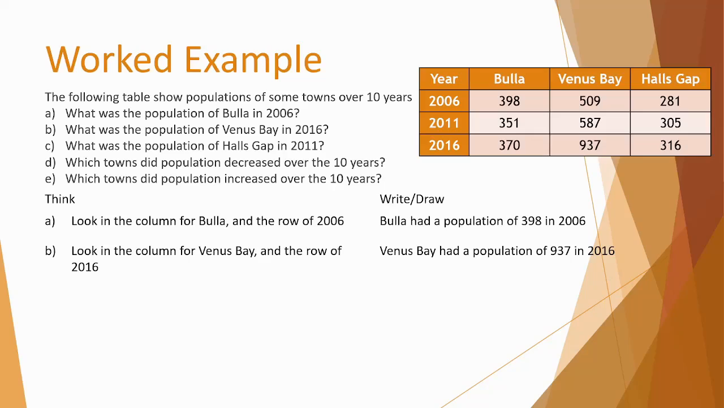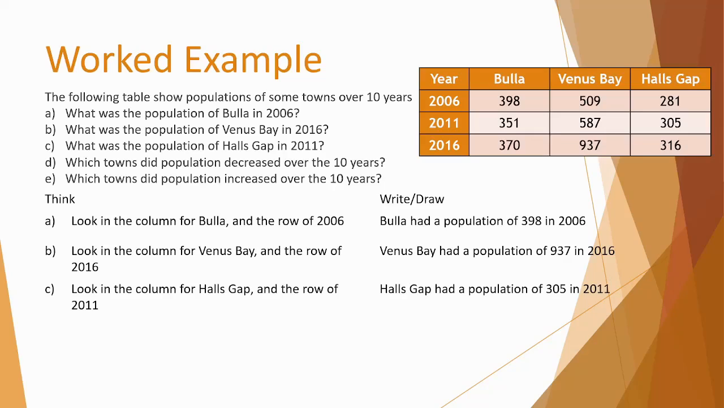Our last question is, what is the population of Halls Gap in 2011? So again, I will look at the column for Halls Gap. I will look at the row for 2011. I'll find that intersection, and that is 305. So I'll write down Halls Gap had a population of 305 in 2011.